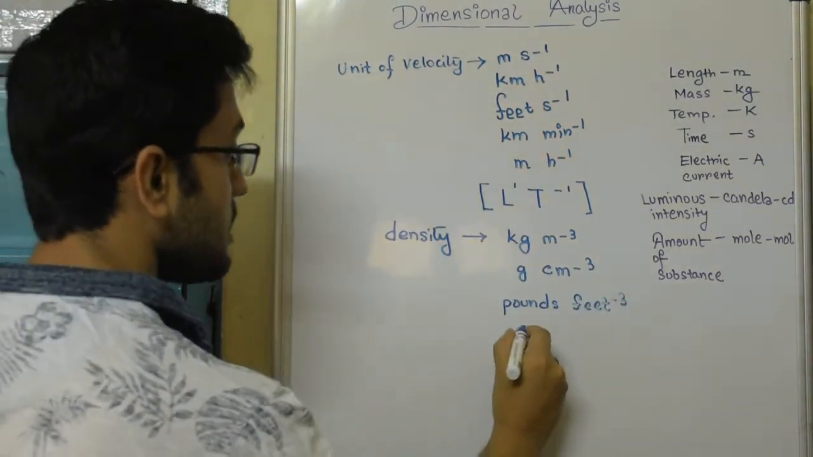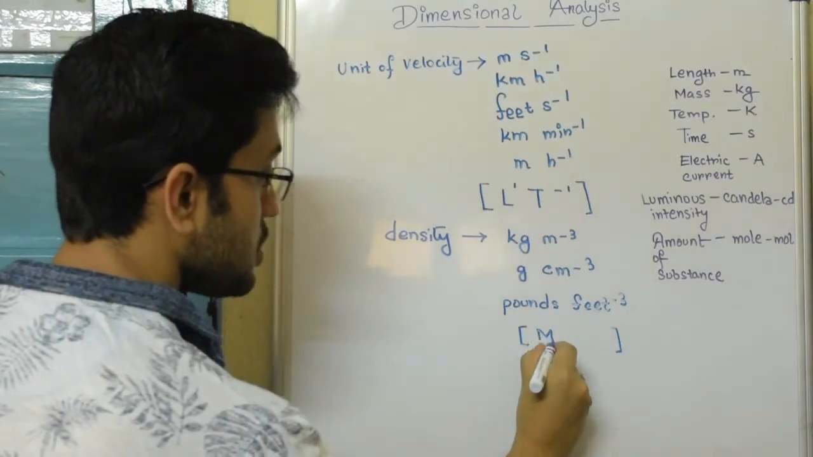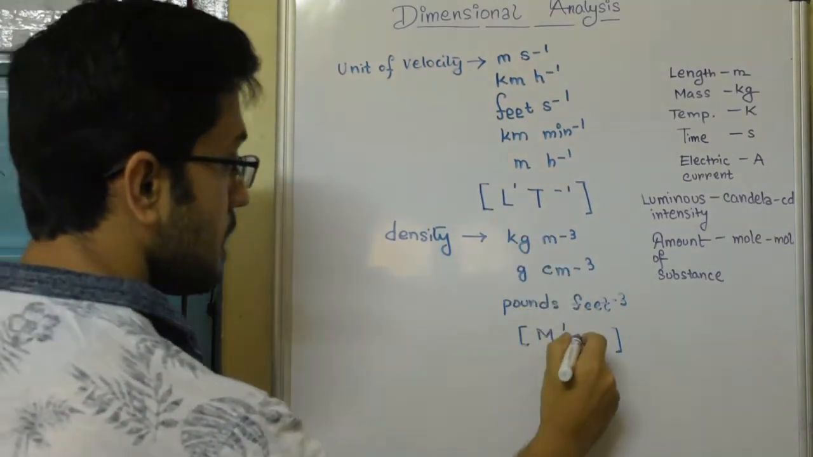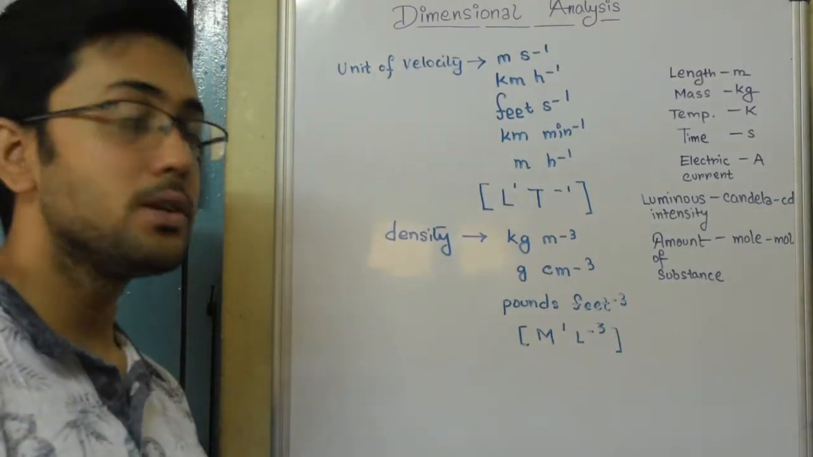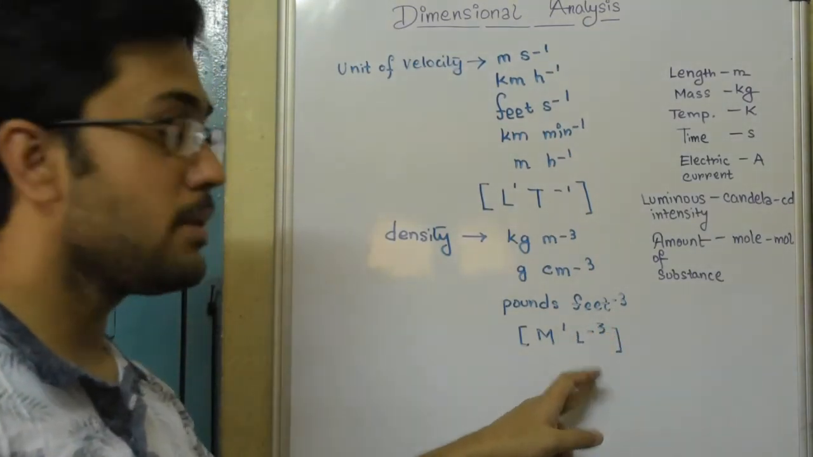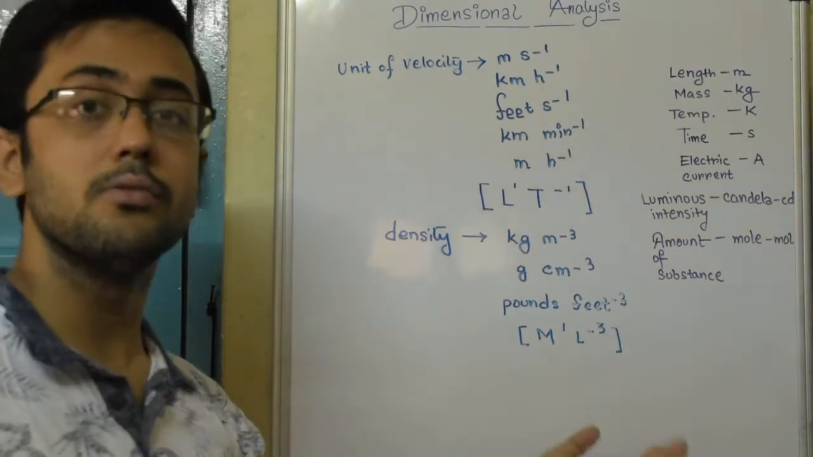But once again, the underlying universality is there. It is the dimension of mass to the power 1 and dimension of length to the power minus 3. By dimension we mean that in place of length we can place any unit we want, in place of mass we can place any unit we want.